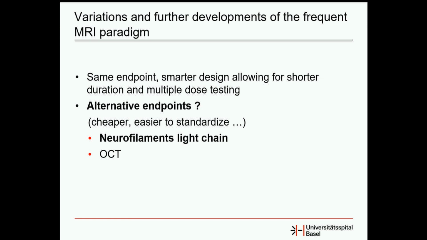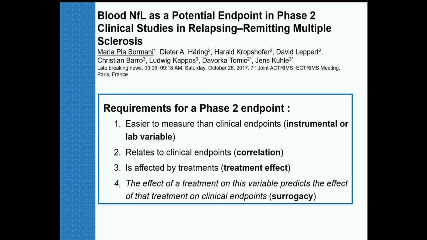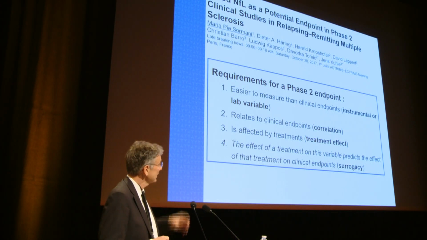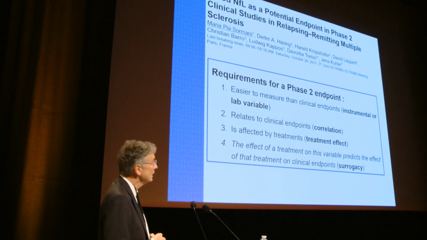Another question, of course, is whether we can have alternative endpoints to MRI that are cheaper and easier to standardize. This is still of interest, and an example of something that may be emerging was presented at the last ECTRIMS by Maria Pia Sormani, who studied the putative role of neurofilament light, a specific constituent of neurons and axons, measured in the blood as a replacement or substitute for what we have done in this paradigm of gadolinium-enhancing or new T2 lesions.